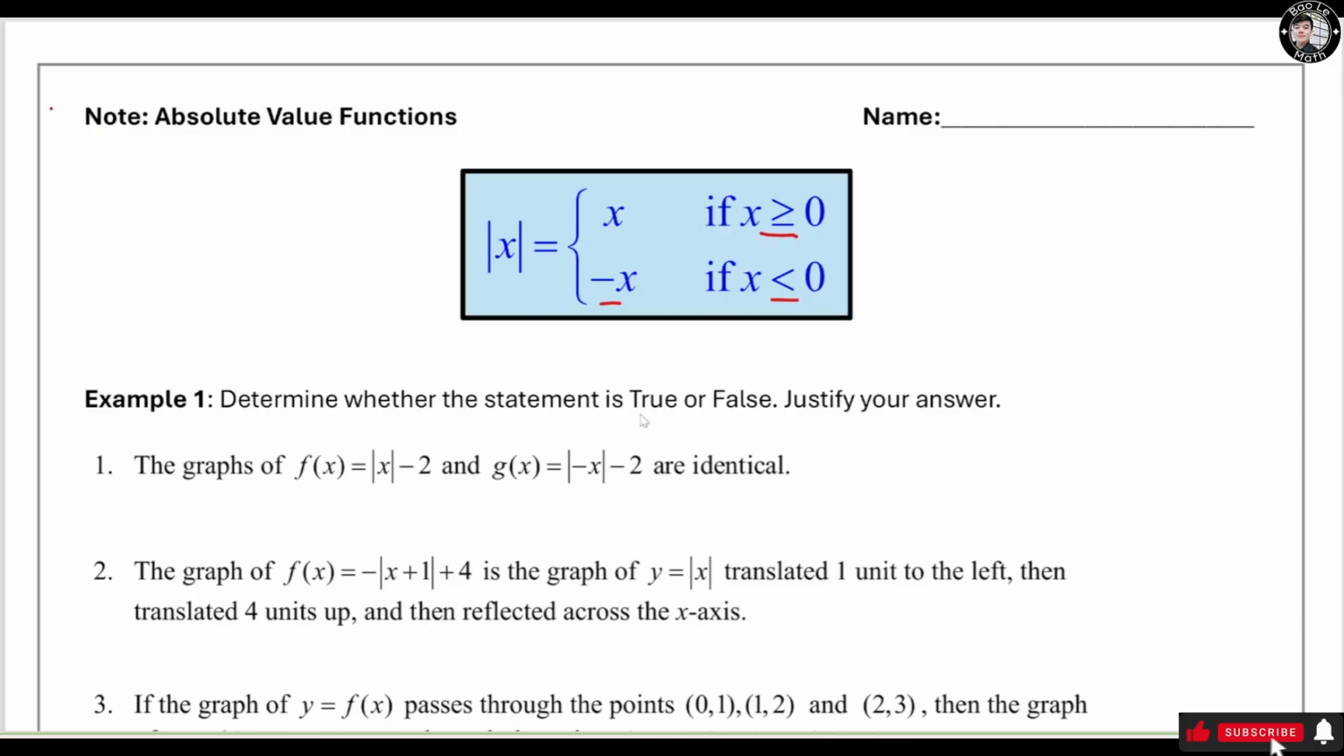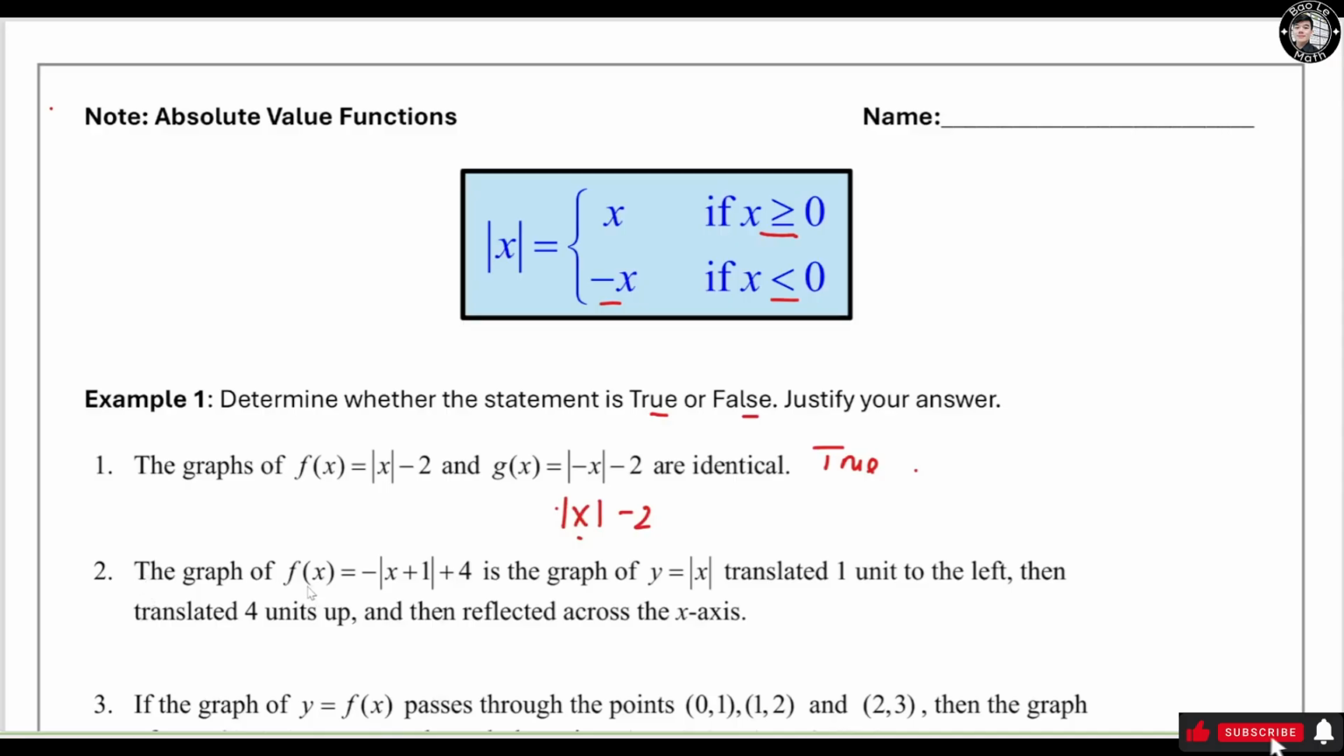Example number 1. Determine whether the statement is true or false. Justify your answer. Question 1. The graphs of f of s equals absolute value of s minus 2 and g of s equals absolute value of negative s minus 2 are identical. This is true. Why? Because if you take the absolute value of negative s, it's actually the absolute value of s, right? Minus 2, and this one is the same.